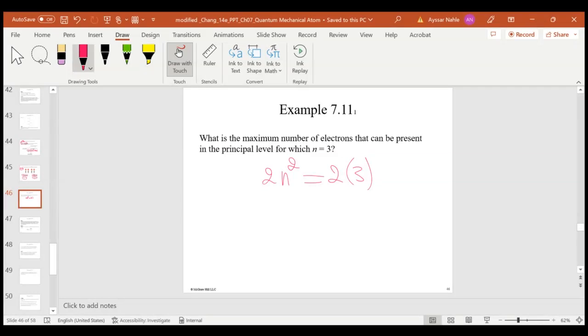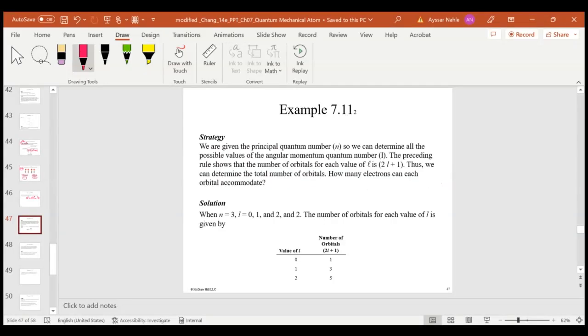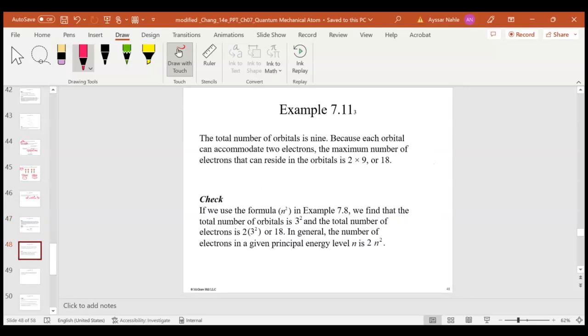2 multiplied by 3, that's why we did it already, and that's equal to 18 electrons. It should be 18 electrons. That's the easiest way that we can do. If you're doing it this way, if you count them, they're going to be 18 electrons. So 2n², and that's 18 electrons.